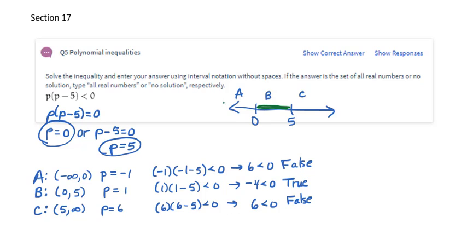Now I have to consider, do I include the boundary numbers or not? The inequality is a strictly less than, so I cannot include the solutions of 0 and 5. Therefore, I would have parentheses at those endpoints. So my interval solution, or interval notation for the solution, is open parentheses 0, comma 5, close parentheses.